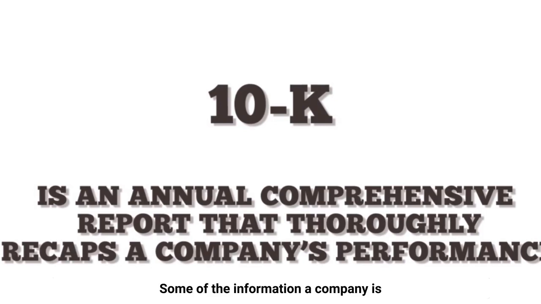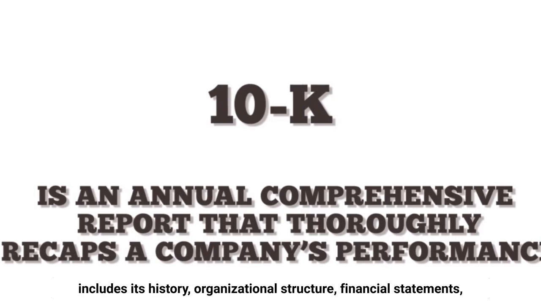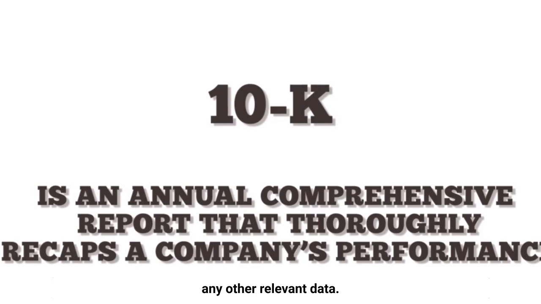Some of the information a company is required to document in the 10-K includes its history, organizational structure, financial statements, earnings per share, subsidiaries, executive compensation, and any other relevant data. The SEC requires this report to keep investors aware of a company's financial condition and to allow them to have enough information before they buy or sell shares in the corporation, or before investing in the firm's corporate bonds.